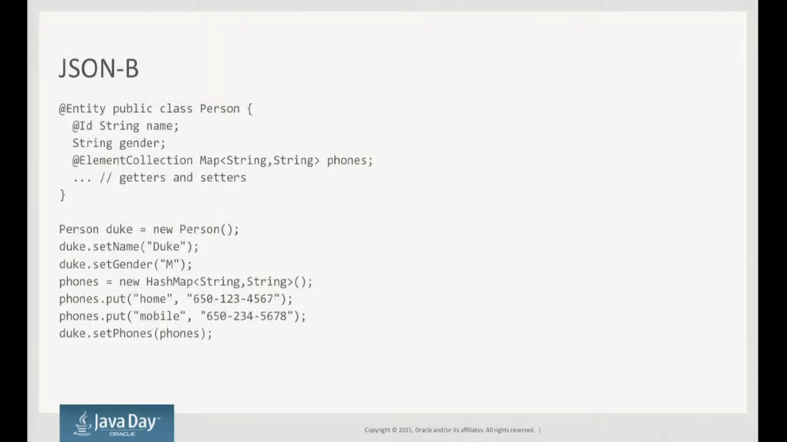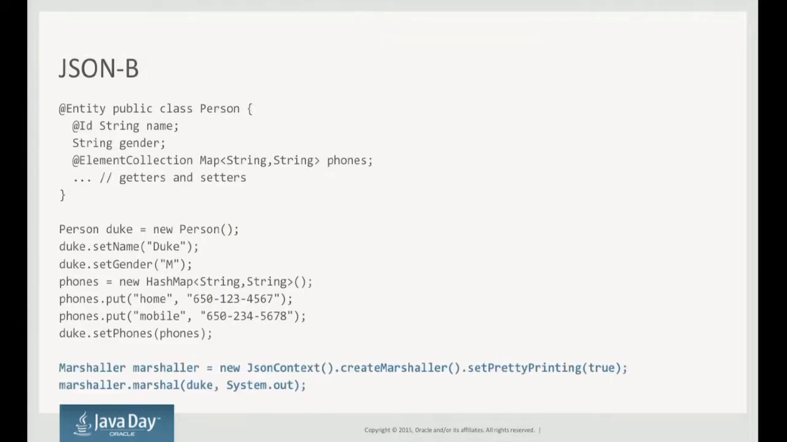So here's an example. We have a Java class. I've annotated this as an entity because we'd like this to work all the way from entities on up through the web tier. And what I'm doing is I'm creating an instance of this entity. I'm creating a Duke. Duke has a name, a gender, and a set of phones. And then from Duke, I'm going to marshal Duke into JSON.